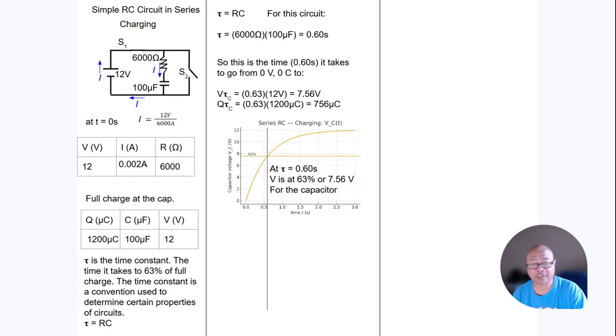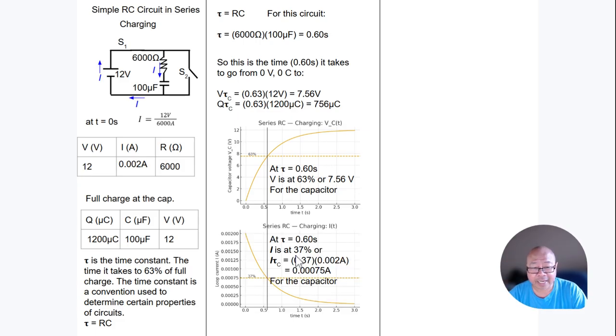Now, if we graph it, notice here that the voltage is 7.56 volts, just like we calculated at 63%. And this vertical line is exactly at 0.60 seconds. Now, on the AP test, you don't have to draw this perfectly. You just have to know the shape, and you need to know some values at 63% and 37%. And I'll explain that more in class.